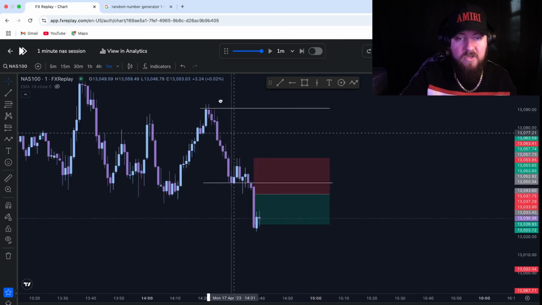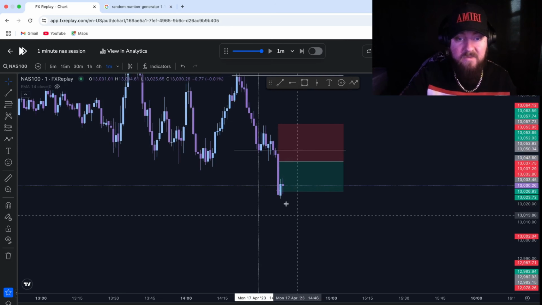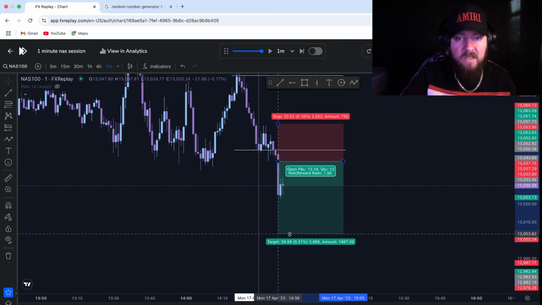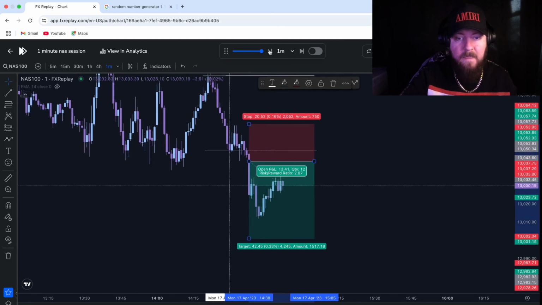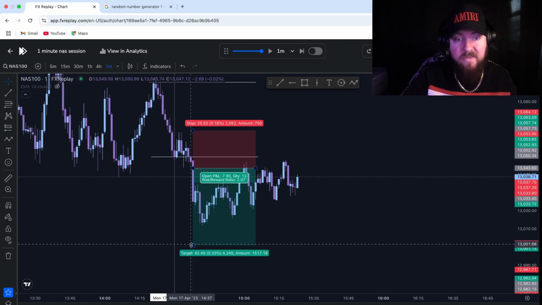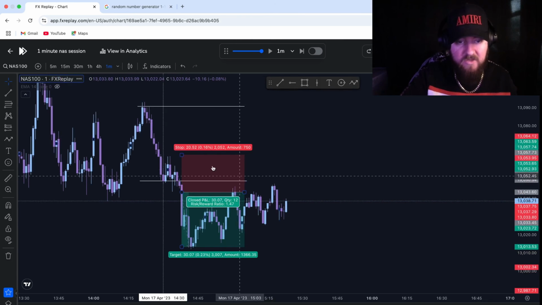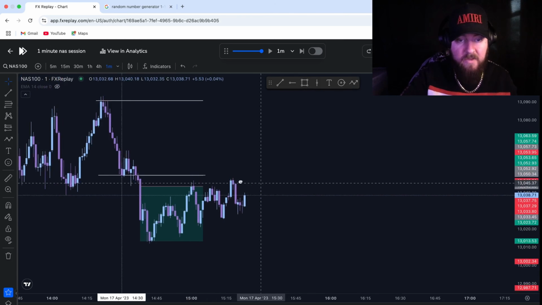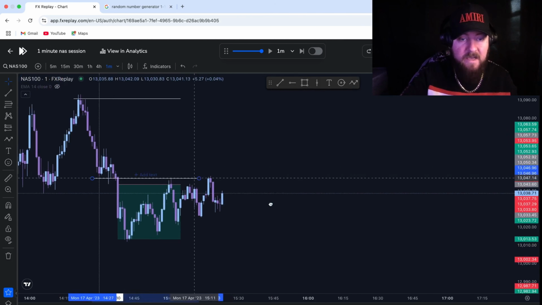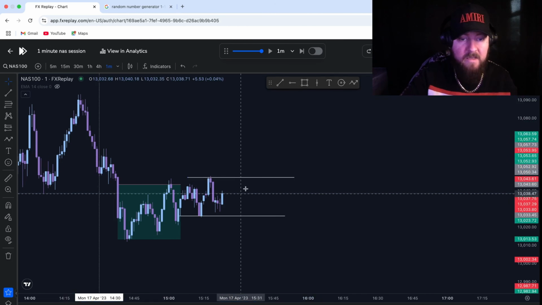20 pip stop loss, as we've been doing all day. Or also, you can use 15, 20, whatever. 20 just feels safer to me. And you're going for 1 to 2s. Cool. Break even, if anything. Because you're already break even when it's 1 to 1. So let's just call that a break even. And let's look for our next setup. Put our line there. Put our line there.